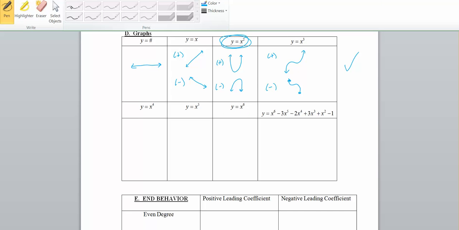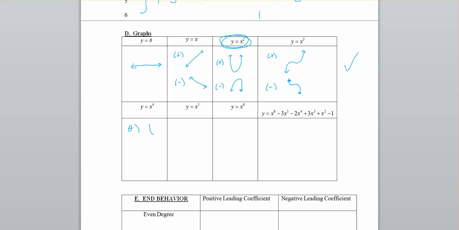So if I have a positive x to the 4th graph, it's going to be up, up. Now it's going to be shaped kind of like a W, and it's going to be shaped many different things depending on what is next to the x to the 4th, but the end behavior is still going to be up, up. If I had a negative x to the 4th, then I would be going down, down. Just know, what's important is the x to the 4th graph follows the same end behavior as the x squared graph.